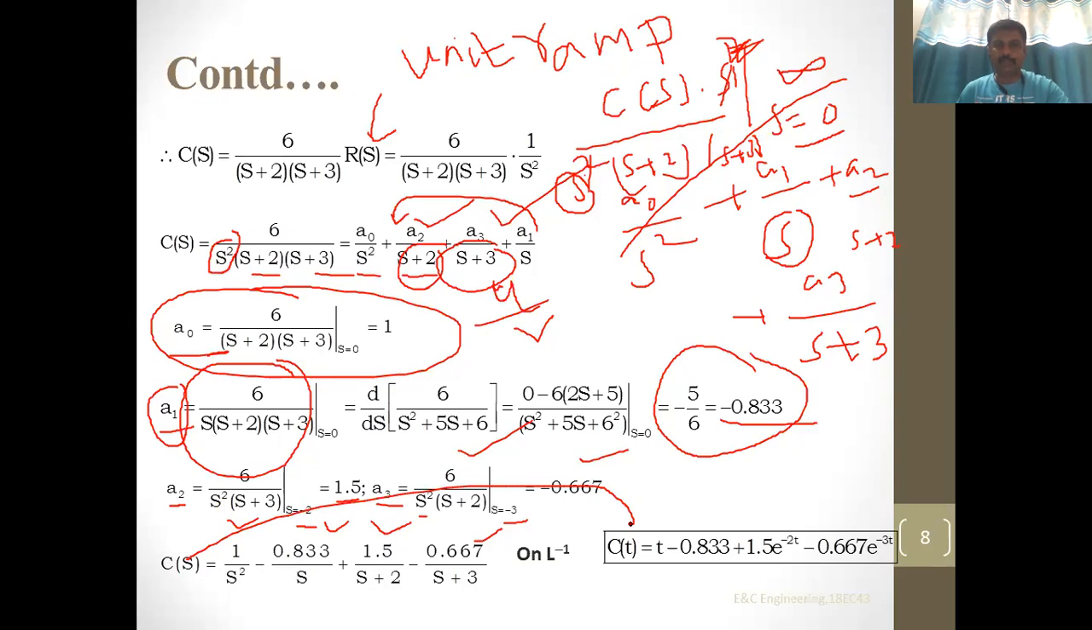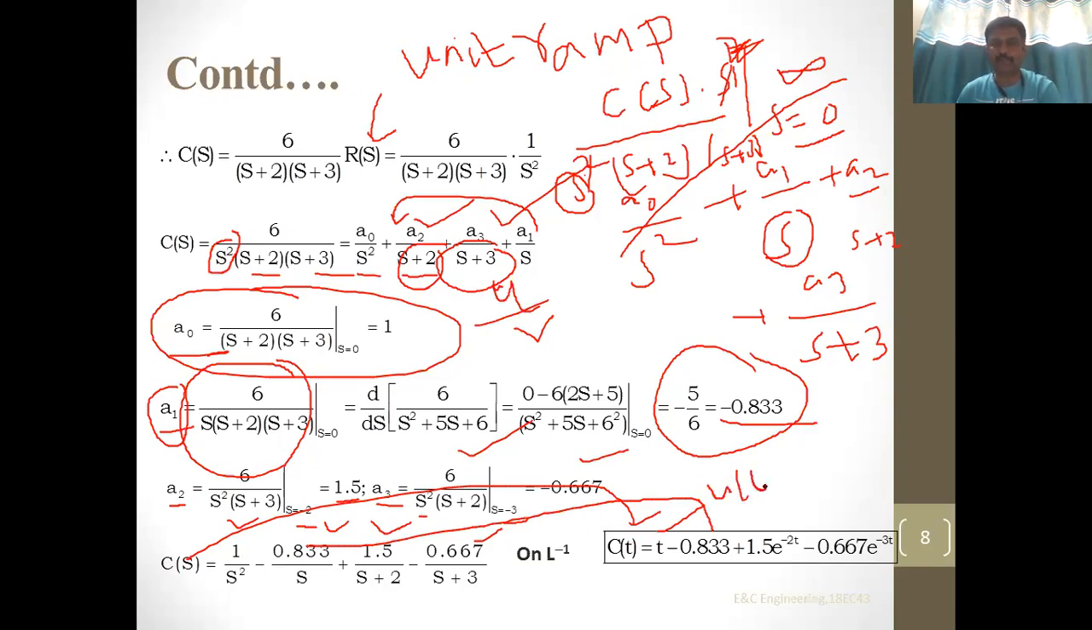Now for C of S, inverse is C of t, 1 by S square. Inverse of 1 by S square is t. Inverse of 1 by S is 1, wherein inverse of 1 by S square is t, or like Laplace of t is 1 by S square. Minus 0.833 is constant. Laplace of 1 by S is U of t.